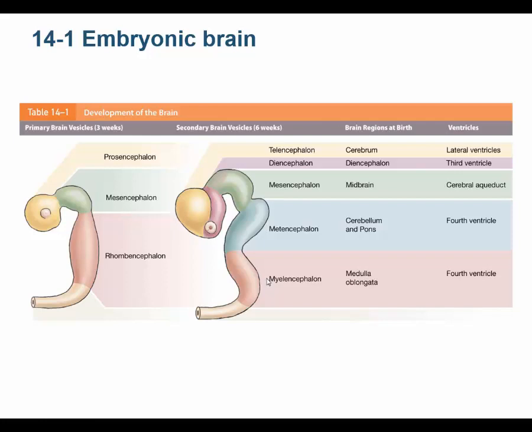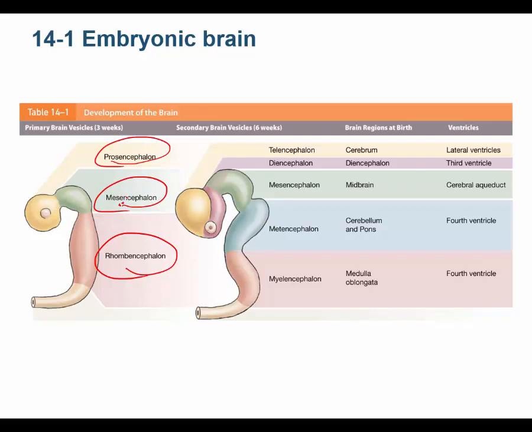Now, embryologically, this is what your brain looks like. Embryologically, in about 3 weeks, you have 3 brain vesicles. They're called primary vesicles. This is going to become your brain. It's not your brain yet. It's going to become your brain. These 3 vesicles are the prosencephalon, mesencephalon, and rhombencephalon. The mesencephalon's name does not change.